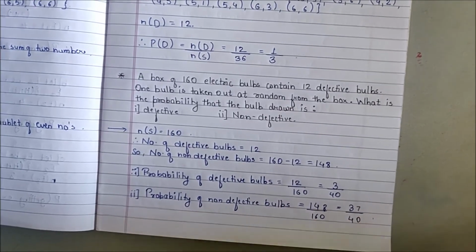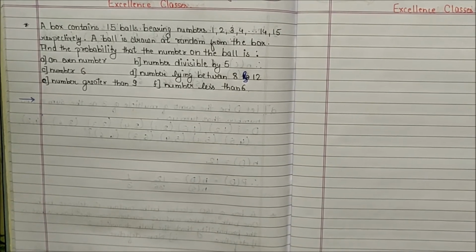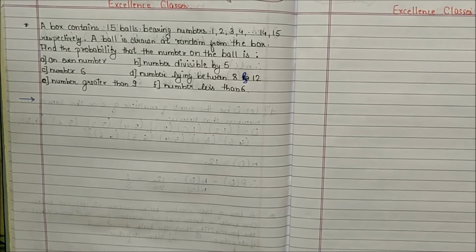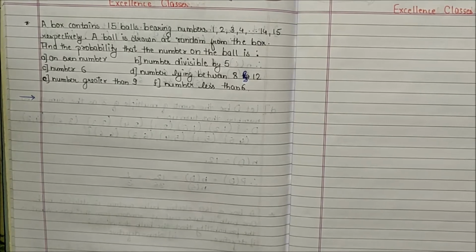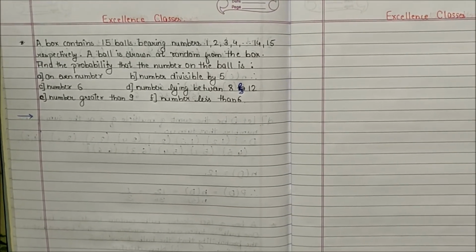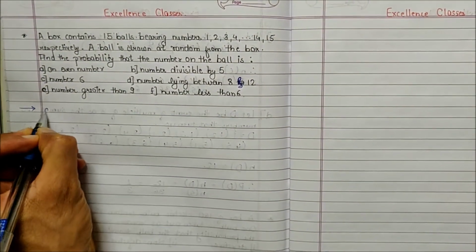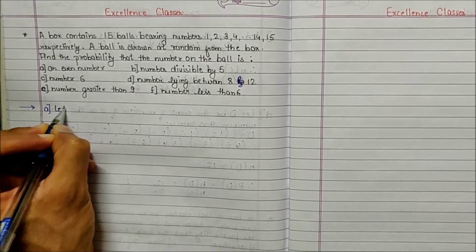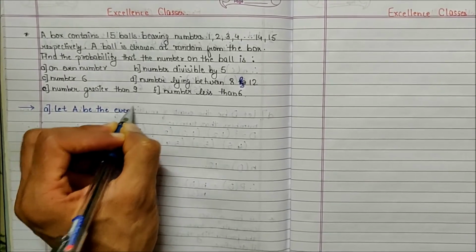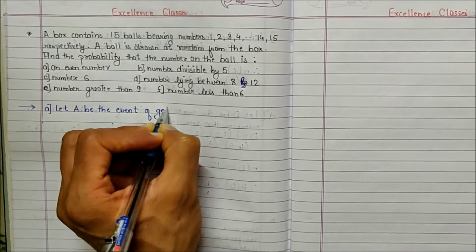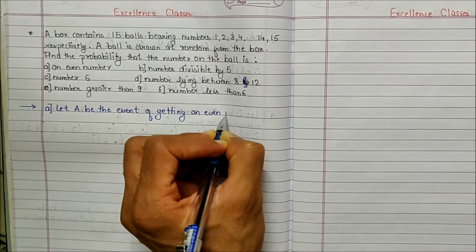In the next sum, they have given us a box containing 15 balls bearing numbers 1 to 15 respectively. A ball is drawn at random from the box. Find the probability that the number on the ball is an even number. If we consider the first sub-question, we are supposed to find a ball which has an even number on it. So let us consider an event. Let A be the event of getting an even number.